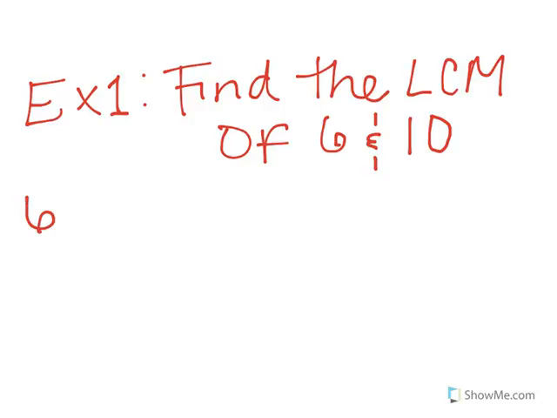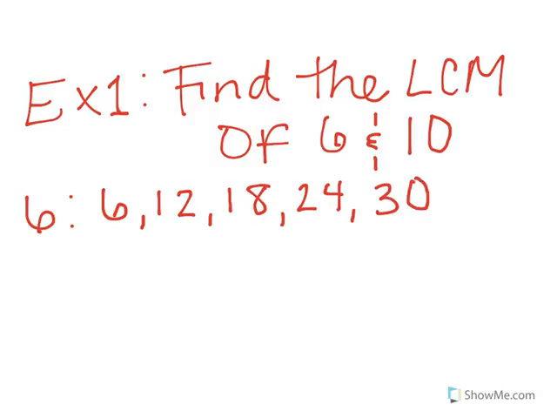So I'm going to list all the multiples of 6. I know 6 times 1 is 6, 6 times 2 is 12, 6 times 3 is 18, 6 times 4 is 24, 6 times 5 is 30. Usually, as a rule of thumb, I like to go out about 5 multiples, and then we can always adjust from there. So I list my 5 multiples of 6. Now I'm going to list about 5 multiples of 10.